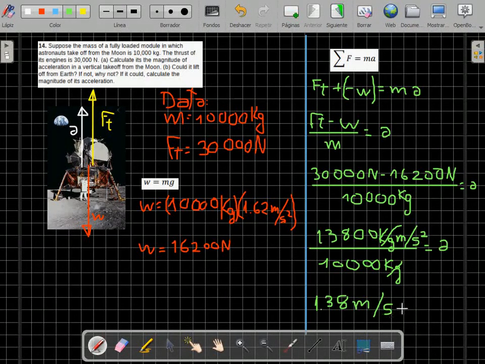And that is equal to the acceleration that we are looking for. And there we have the acceleration of the module. It will be equal to 1.38 meters per squared seconds.